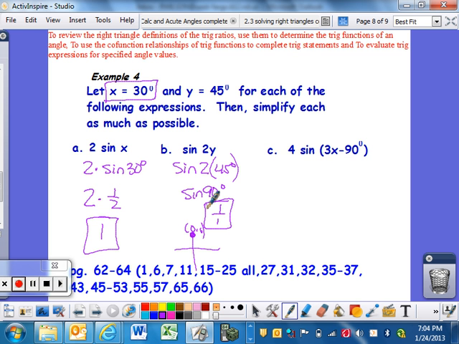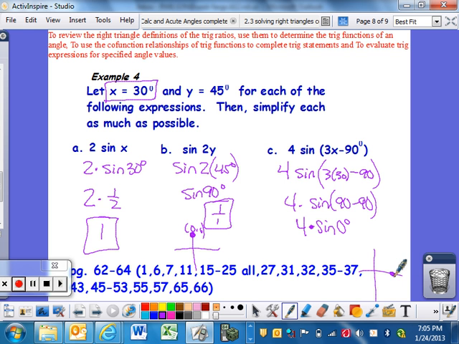Okay, and then you might see something crazy like this. Well, don't let it scare you, because something nice usually happens. That's what happens in trig, and I'm really nice like that. So it's 3 times x, which is 30, minus 90. So it's 4 times sine of 90 minus 90. So 4 times the sine of 0 degrees. Well, what's the sine at 0 degrees? If you draw your picture, 0 degrees is straight to the right. 1, 0. The y value is 0. Y over r is 0 over 1. So 4 times 0, it's just 0. And it might look something like that.